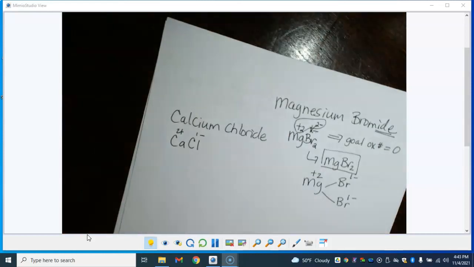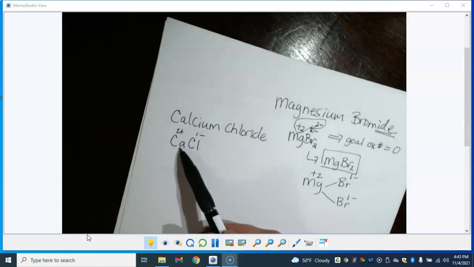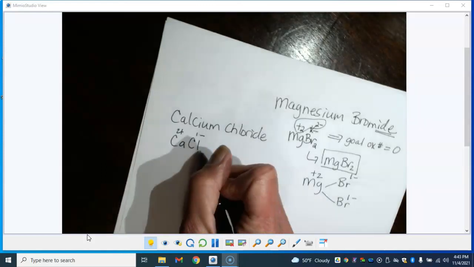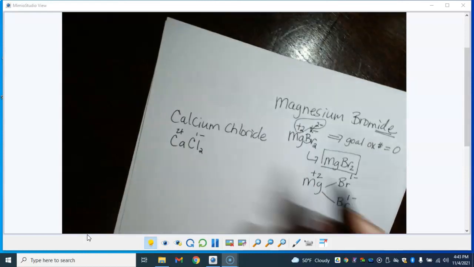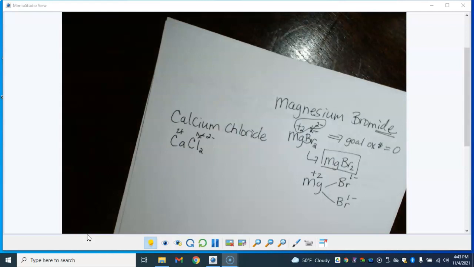-1. We're in the same situation. If you add these two together, I'm not going to get 0. So I'm going to have to increase my number of chlorine atoms to balance out the one calcium. So I'm going to put a subscript 2 here. 2 times -1 gives me -2. And now when I add them together, they equal 0.